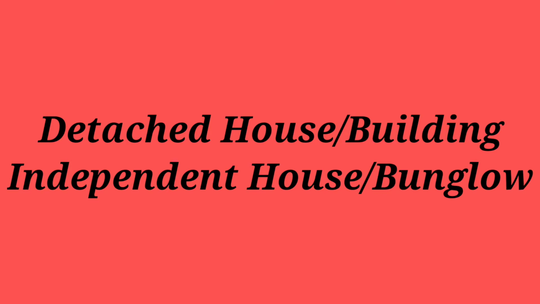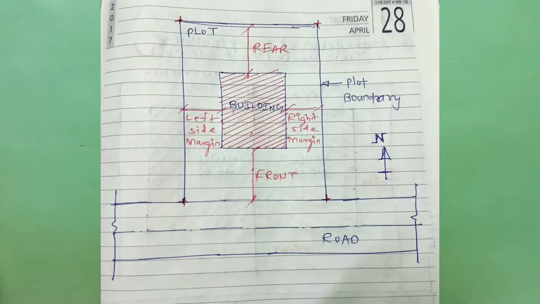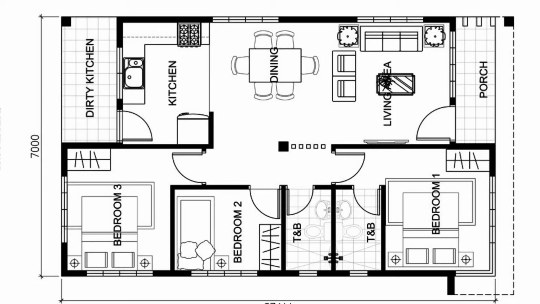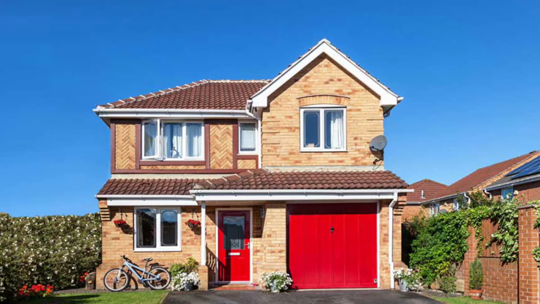First is the detached house or detached bungalow, or you call it an independent bungalow also. For this detached house, you require larger plots, and in this you can consider all margins: front margin, rear margin, left as well as right side margins, and whatever area will be left for construction. In that you can construct ground floor or G+1 or G+2 buildings.